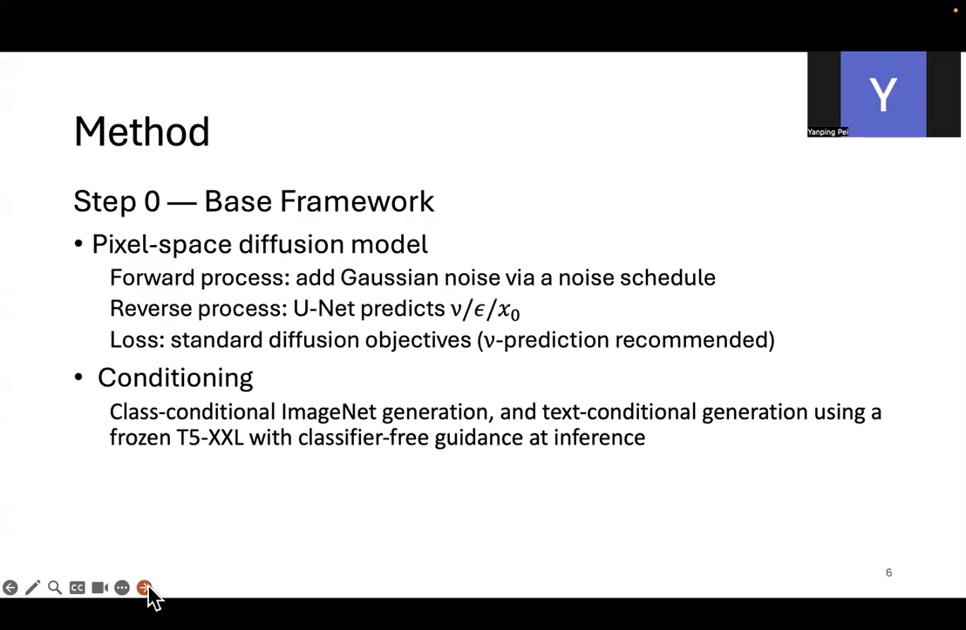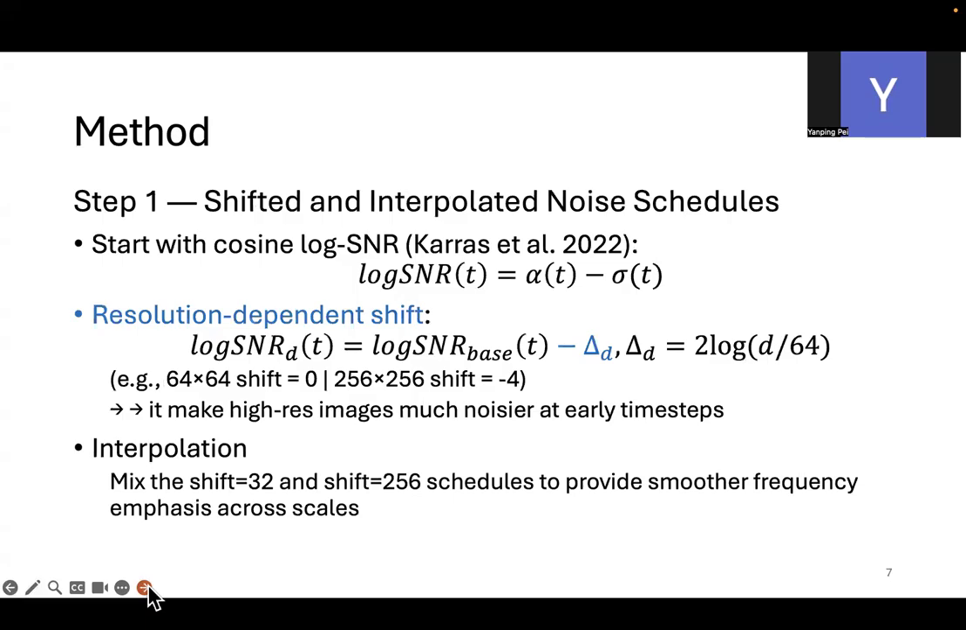Here's the method. Step 0, base framework. Pixel space diffusion model. It has a forward process, which adds Gaussian noise via a noise schedule. Also a reverse process, where a U-Net predicts v, epsilon, or x naught, depending on the method that we use. The loss is just standard diffusion objectives. As for the conditioning part, class conditional ImageNet generation and text conditional generation using a frozen T5 XXL with classifier-free guidance at inference.